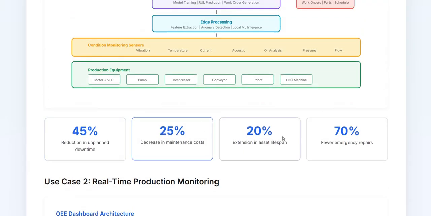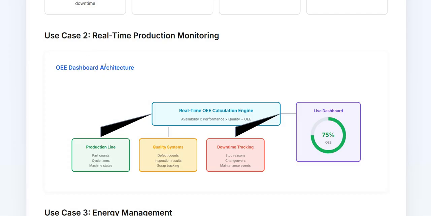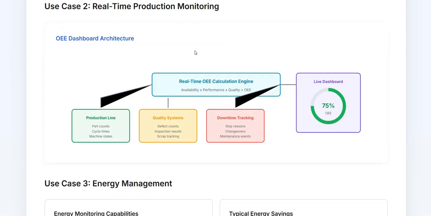And here are some cards and use case 2, and that focus on visibility during production rather than after the fact. A line produces counts, cycle times, and state changes. Quality systems report defects and inspection results, and downtime tracking records why a line stopped and for how long. And these streams converge into a calculation engine that continuously updates effectiveness. The math stays simple but powerful.